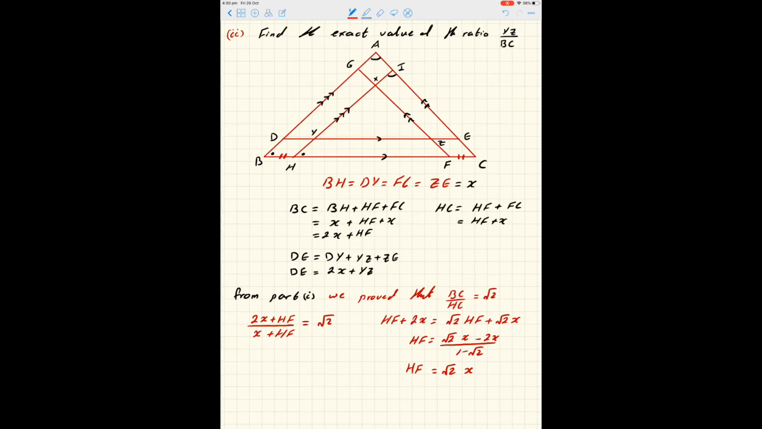So, what can we say about BC? BC is now going to be simply x plus the square root of 2x plus x, which is 2x plus root 2x. Okay? Now, what do we know? We know the following. We know that BC over DE is equal to the square root of 2. You can go back and see why that's equal to the square root of 2.